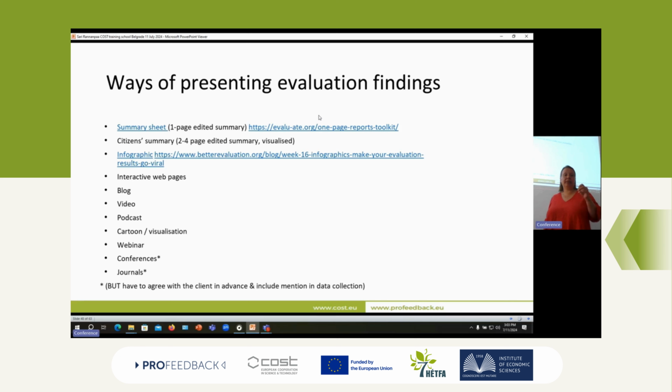We already talked about the conferences and journals, that if you present evaluation findings there, you have to have an agreement from the client in advance, and you have to include it in the data collection. You can't just wildly go and present your evaluation findings because it was work done for some client who paid for it. And at least we quite often have a statement saying that the intellectual property of the final product goes to the client, so we can't even use it.